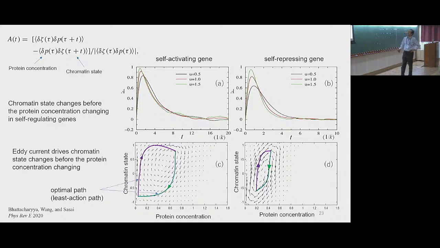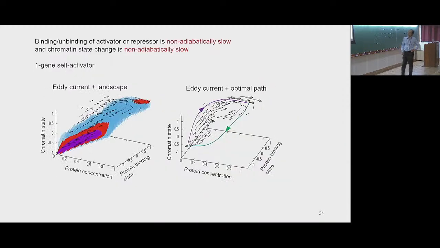The positive value shows that chromatin comes fast. Well, this is the case. DNA state change, binding and unbinding of the repressor or activator, is not so fast. In that case, we can consider the three-dimensional space, and again the qualitative conclusions are the same. We have the two basins in the self-activator case and flux current connecting between these two basins.